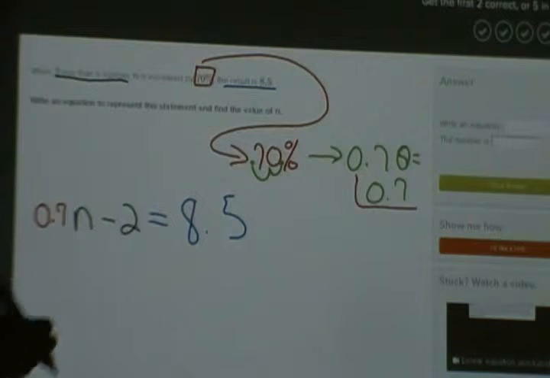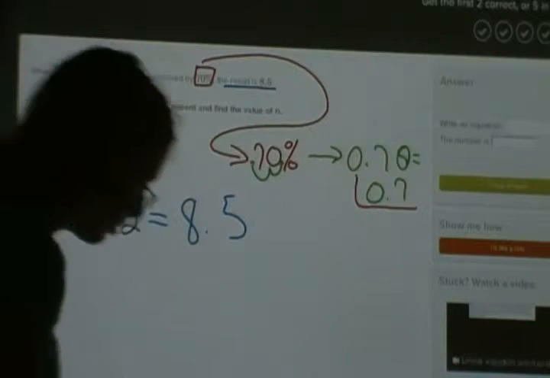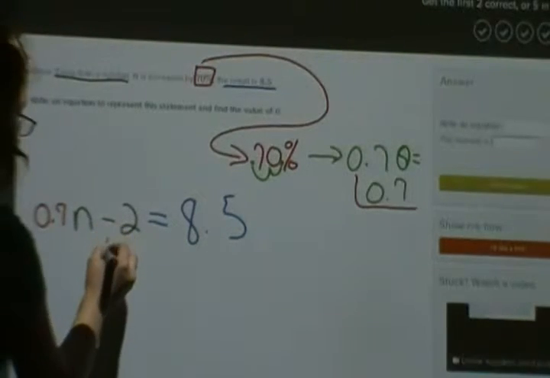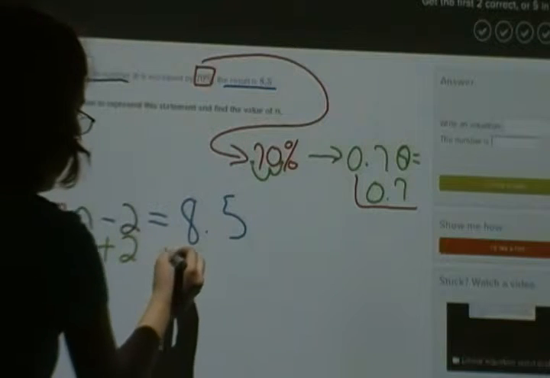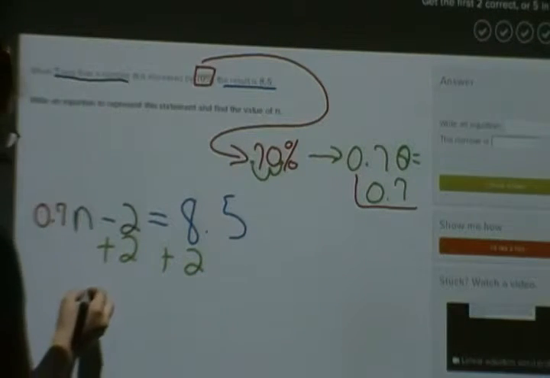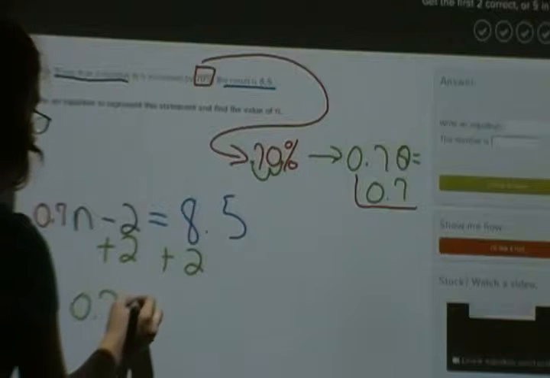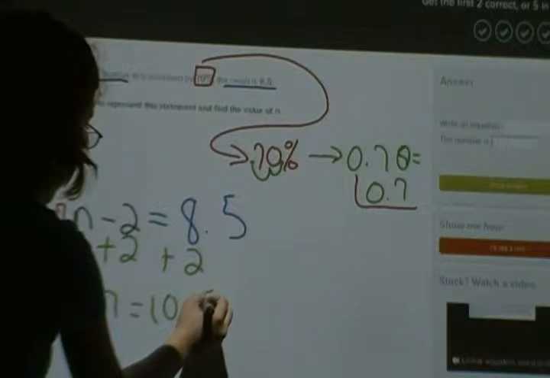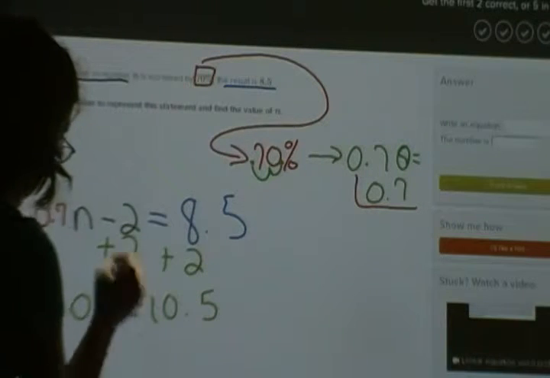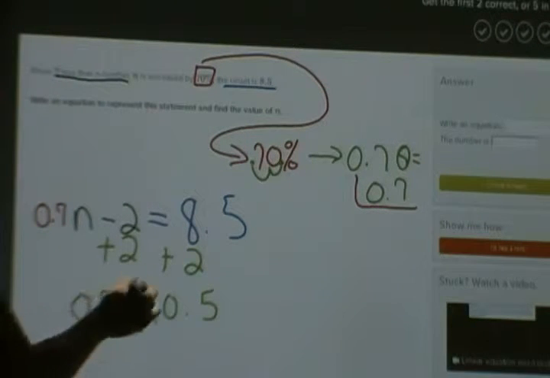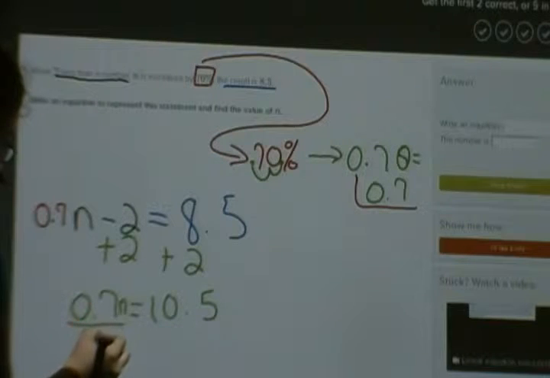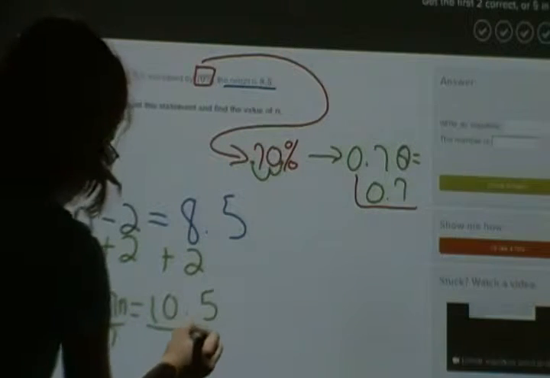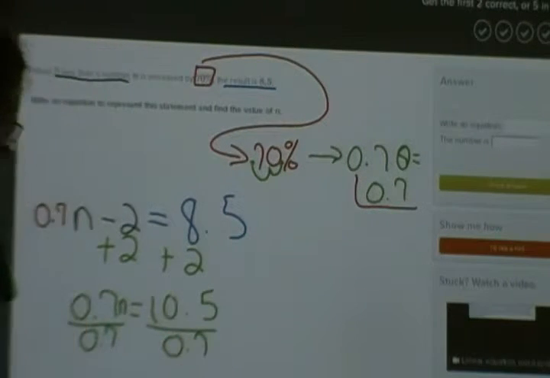Now we want to get n by itself. So we're going to do this. We're going to add 2 to both sides. So we're going to have 0.7n equals 8.5 plus 2, which is 10.5. Oh, don't forget your n. Now, because this is multiplication, you're dividing by 0.7. And now you're on division.